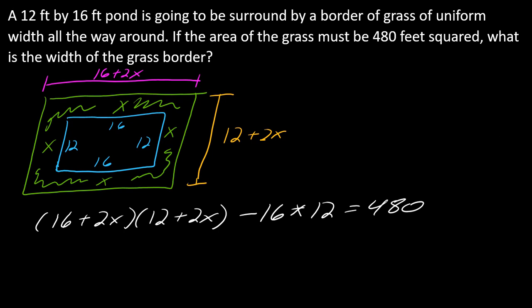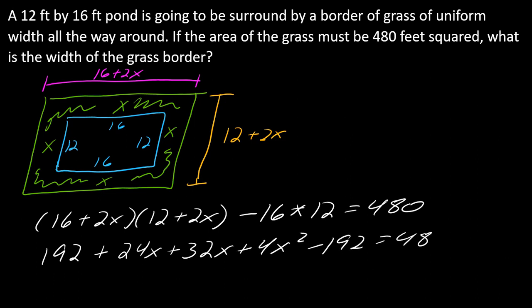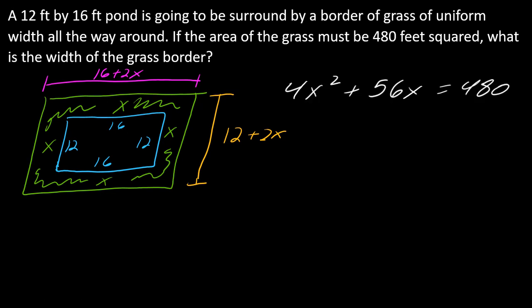So let's see. 16 times 12 is 192, and then this will be plus 24x plus 32x plus 4x squared minus 192, and that's all going to equal 480. So now if I collect my terms and whatnot, I get 4x squared plus 56x equals 480. Okay, so let me clear myself a little bit of space, and make sure you've written this all down before I clear it. Okay, so just to have a little more room, I'll put the problem up here.